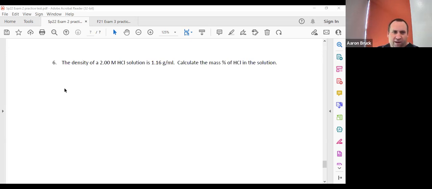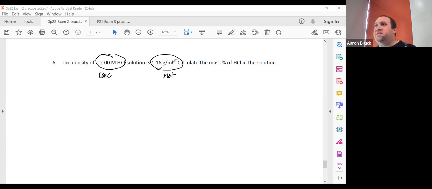Okay. This is another retread from the quiz. The density of a 2 molar hydrochloric acid solution is 1.16 grams per milliliter. What is the percent mass for hydrogen chloride in that solution? Okay, the important things to remember. This is a concentration. This is not.